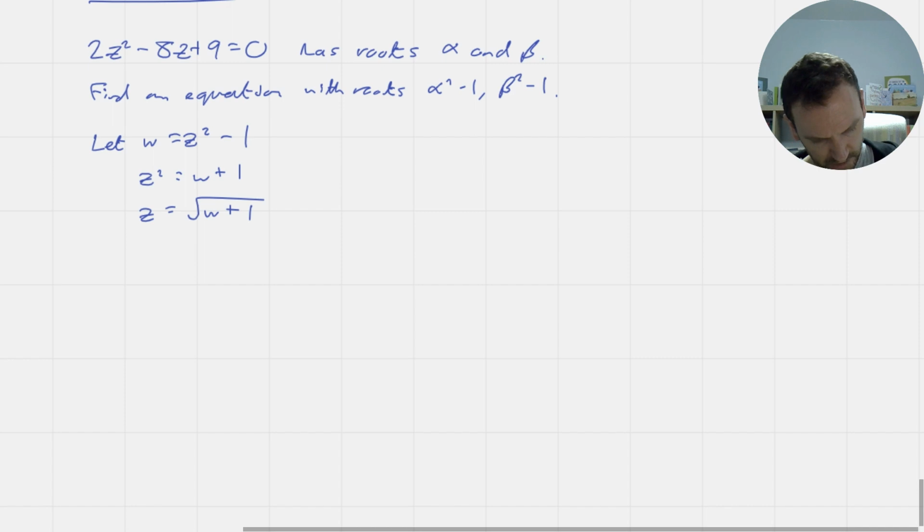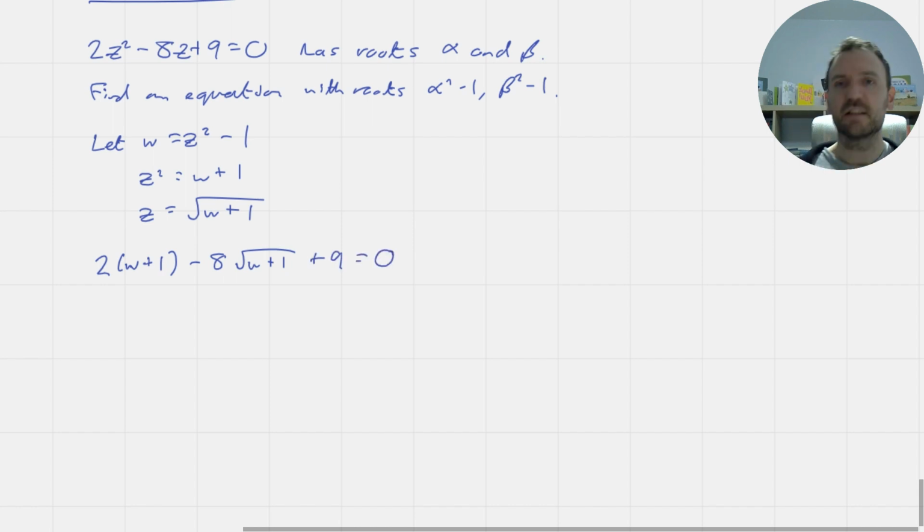So if we do substitute in here, we're going to get 2z squared. Well, that's just going to be 2 root w plus 1 all squared, so 2 of w plus 1, subtract 8 root w plus 1 plus 9 equals 0. This isn't going to be an acceptable form to leave your answer in. Admittedly, we have found an equation with these roots. It's likely in an exam it will explicitly say find a quadratic equation, but even if it doesn't, you can be pretty sure you won't get the marks for leaving your answer in this form. We don't want this square root here.